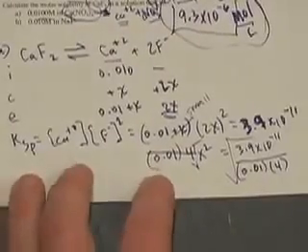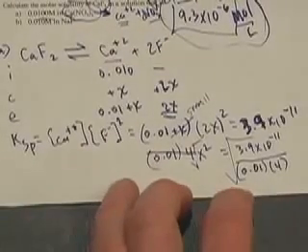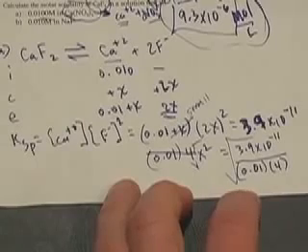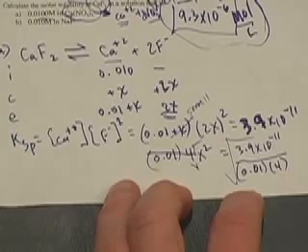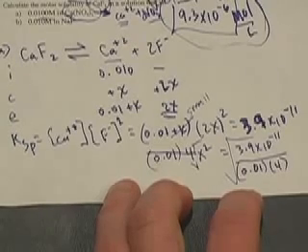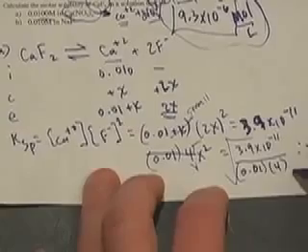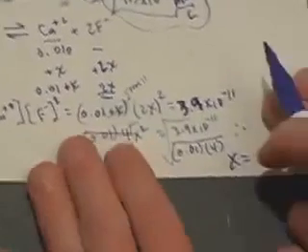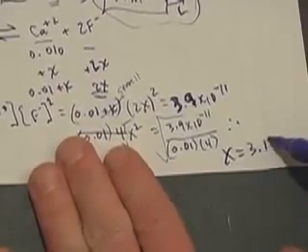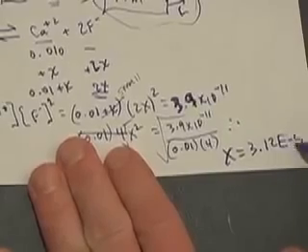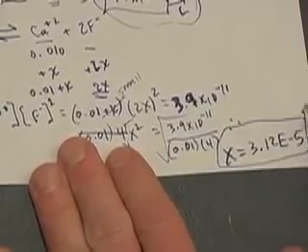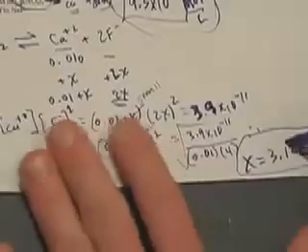So punching this into my calculator, 3.9, enter exponent to the negative 11th, divided by 0.01, divided by 4, and then taking the square root of that gives me 3.1 times 10 to the negative 5th. So therefore x is equal to 3.12 times 10 to the negative 5th. This is my x value.